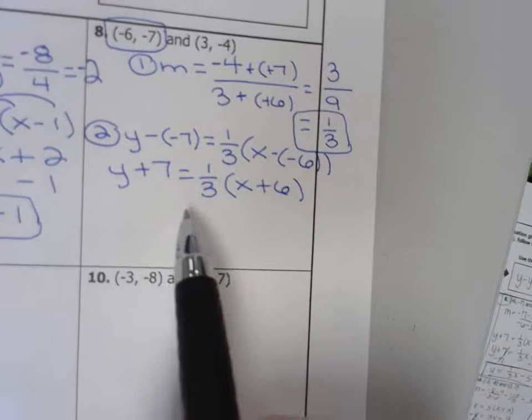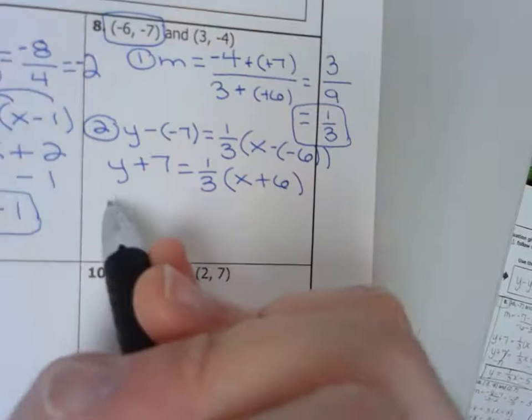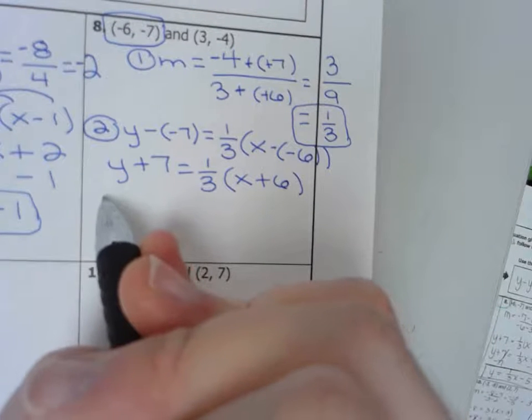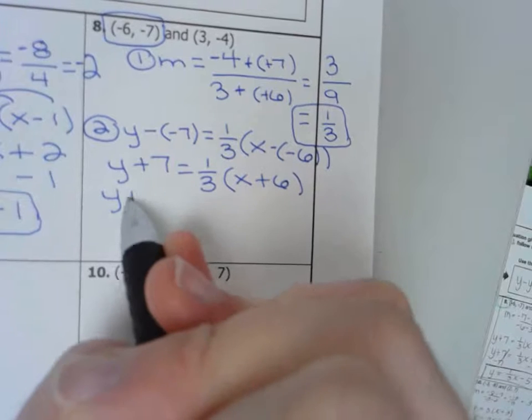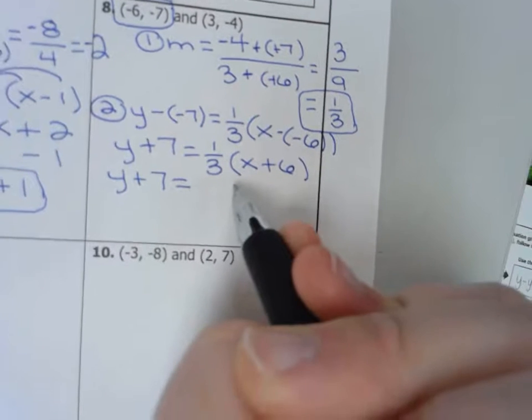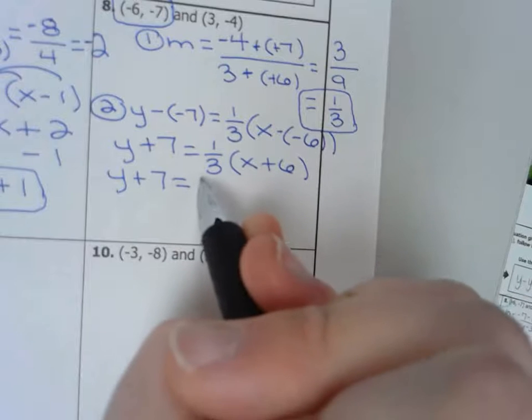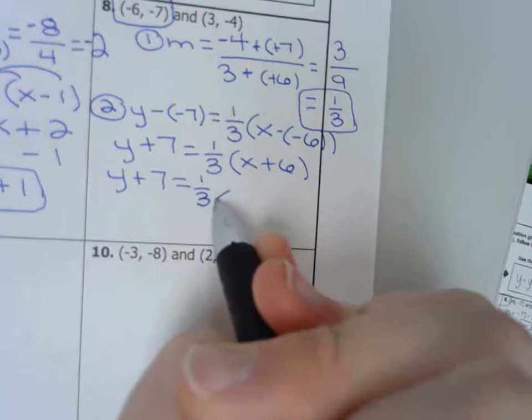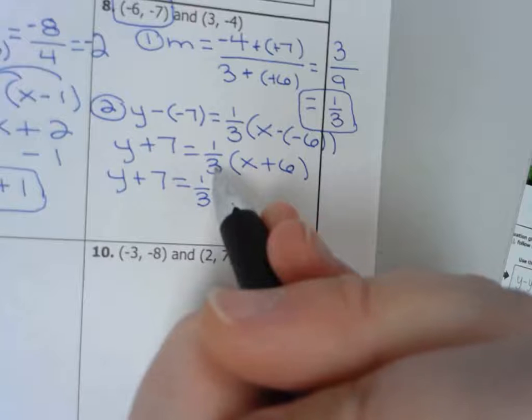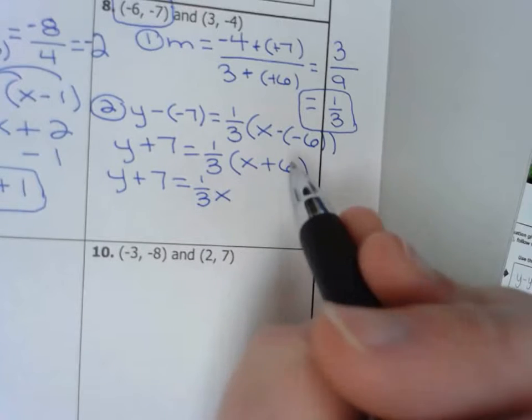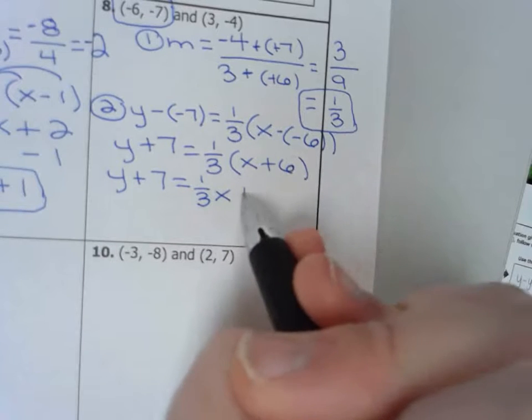Okay, let's go through. I need to do what next? Subtract or distribute. Distribute. So y plus 7, distribute the 1/3. Use a calculator if you need to. 1/3 times x, 1/3 x. Okay. Minus 1. Nope. 1/3 times the 6. On my paper, 2. I didn't do that equation.